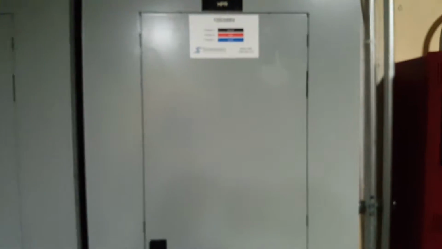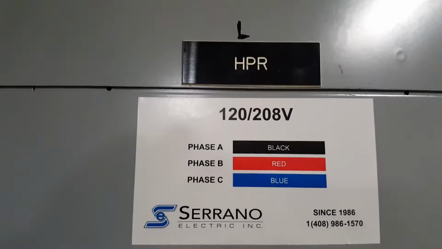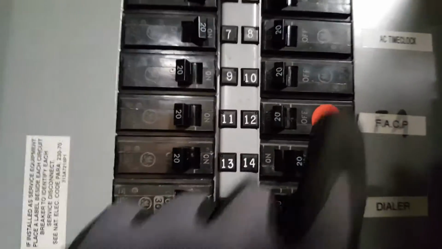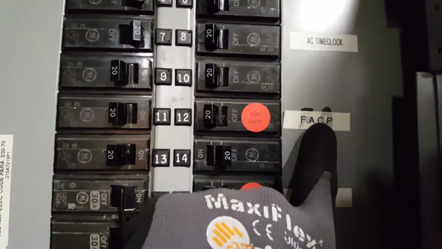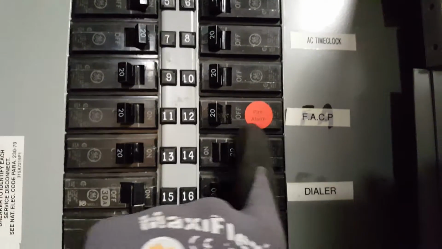And this circuit panel happens to be right next to the FACP. You see, this is panel HPR. Gonna open it up, and we're gonna locate circuit 12. And it has been identified as FACP. So we're gonna switch it to off, and we're gonna test to see if this panel can function on its backup batteries.